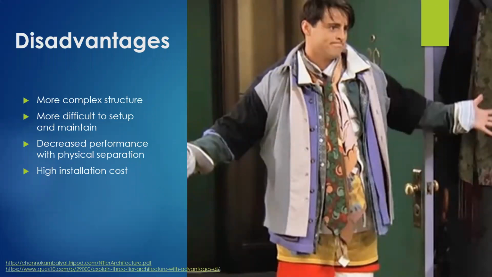As awesome as layers are, there are a few disadvantages. In Chanu Kambalyal's paper, Three-Tier Architecture, he shares a few disadvantages. First, the structure of the code and development becomes more complex. The application becomes more difficult to set up and maintain, and the cost to set up a layered application can be high. The application becomes separated and often requires a more complicated installation.